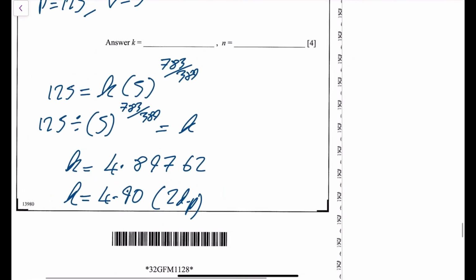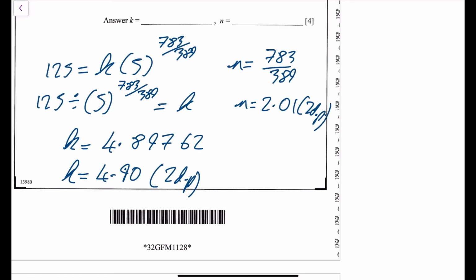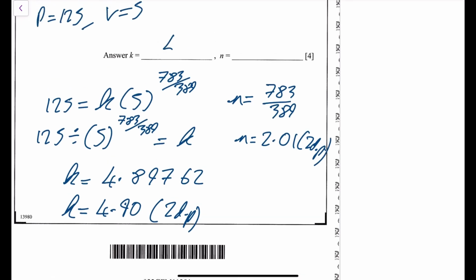And then our n, what was our value of n? Sorry, n, remember, was equal to 783 over 389. So let's just do that. 783 divided by 389. Press equals, and that to 2 decimal places, my n is 2.01 to 2 dp's. So let's just put those in: 4.90 and 2.01 to 2 dp's.